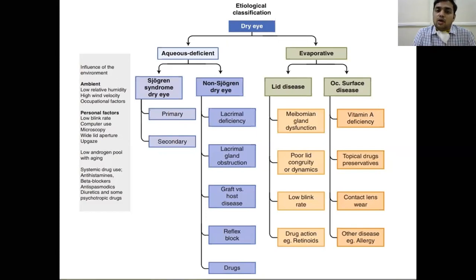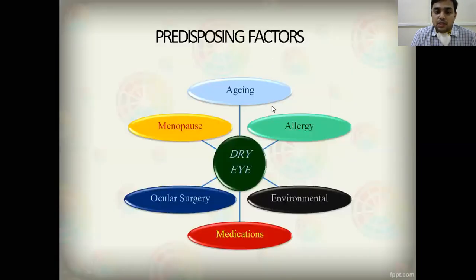So this is about the etiological classification of the dry eye. So what are the predisposing factors? It may be because of aging. Because of aging, there is a decreased secretion of the lacrimal gland, and because of lid laxity, both aqueous and evaporative type of dry eye is seen. And in case of menopause, there is a decreased amount of androgens in the body, and as lipid regulation is because of the androgens, that leads to dry eye.